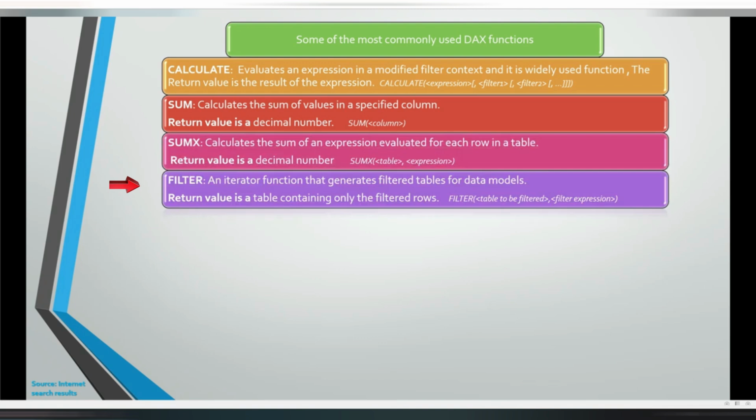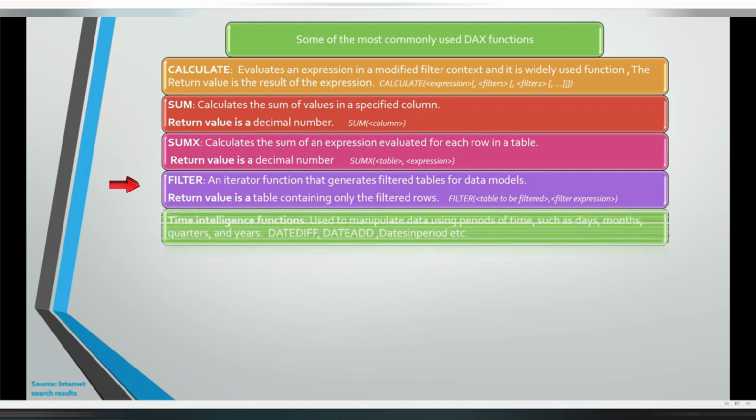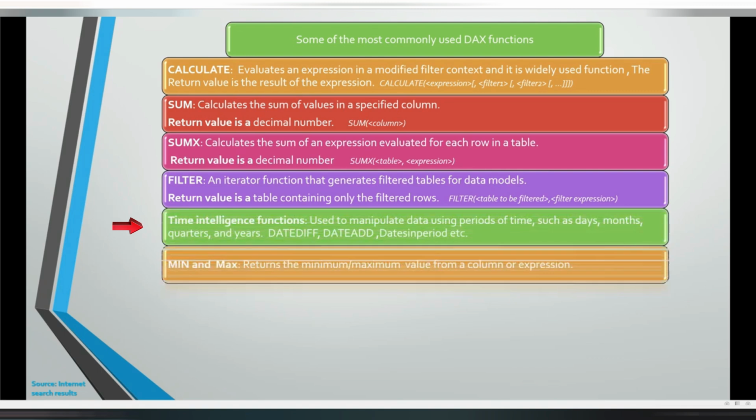And there is something called FILTER. Again, this is also an iterative function that generally filters tables for data models. FILTER returns a table. It takes a table followed by a Boolean expression, and only the filtered rows are returned. And there are also some other functions called time intelligence functions.